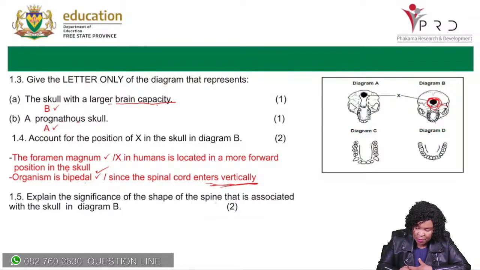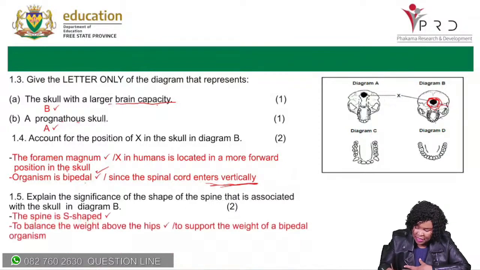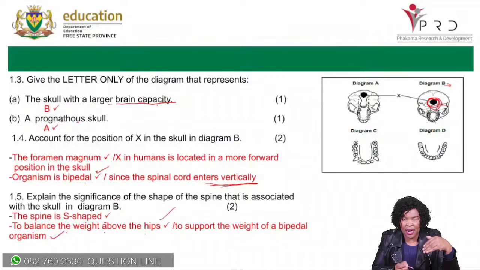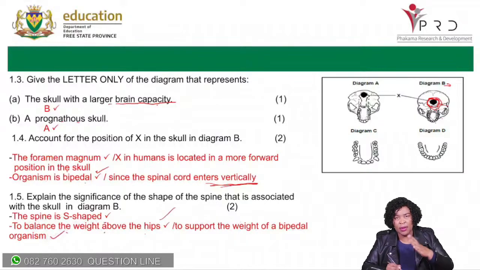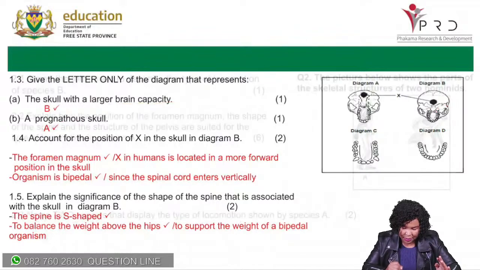Explain the significance of the shape of the spine that is associated with the skull in diagram B. So the skull in diagram B, what is the significance of the shape of the spine? Remember, the shape of the spine there will be S-shaped. In diagram B, the spine is S-shaped to balance the weight above the hips, and also to support the weight of bipedal organisms. So in order for you to walk upright, the shape of the spine must be able to carry what? The weight that is on top of the pelvic girdle. So that is why humans have an S-shaped spine.